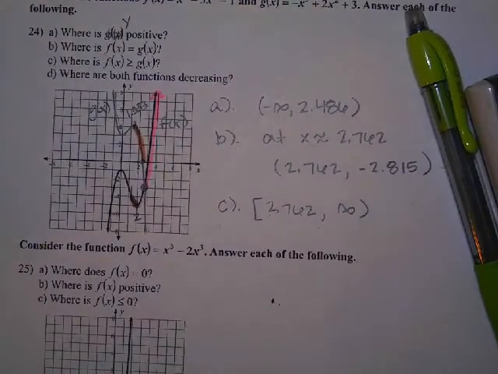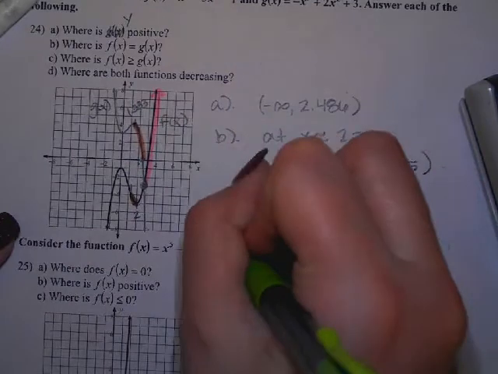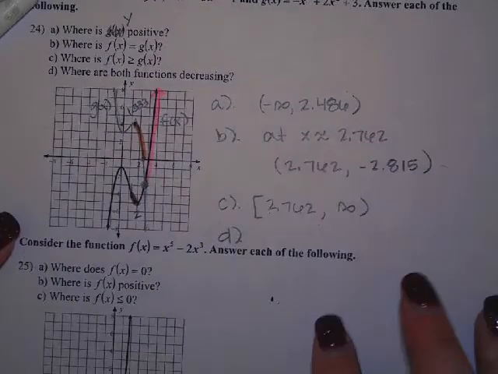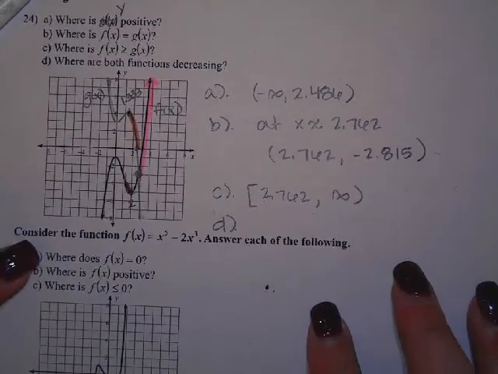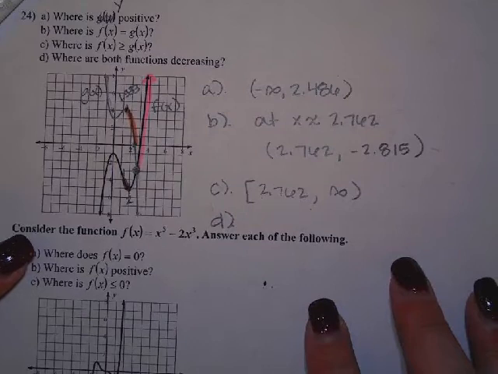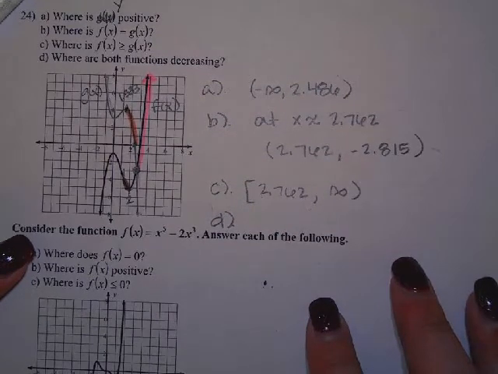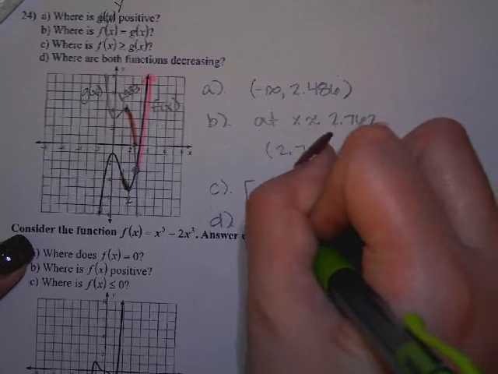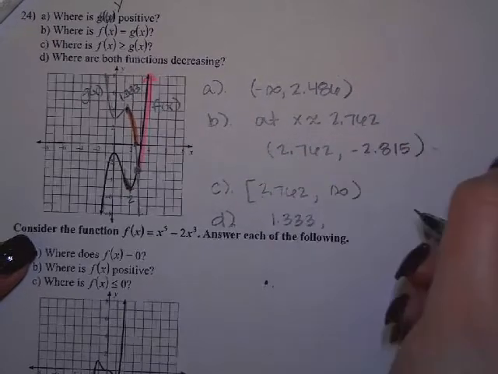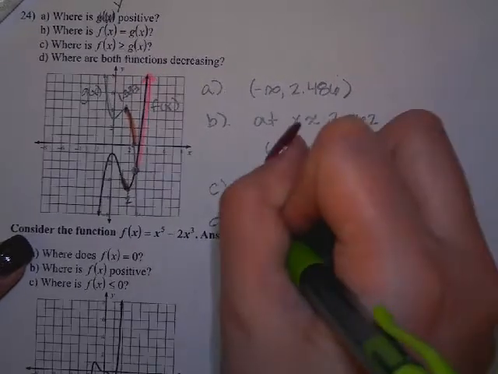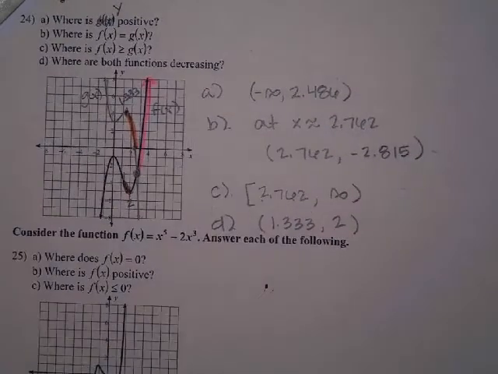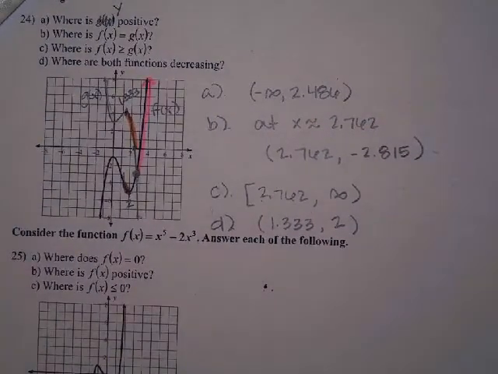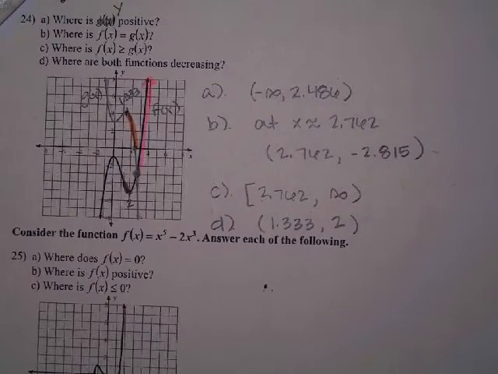So how do I write that answer? What's the first x value that I should use? 1.333. What's the second x value I should use? 2. And then I'm going to go ahead and put parentheses because we know that for increasing and decreasing, I never worry about brackets. I just always put parentheses.